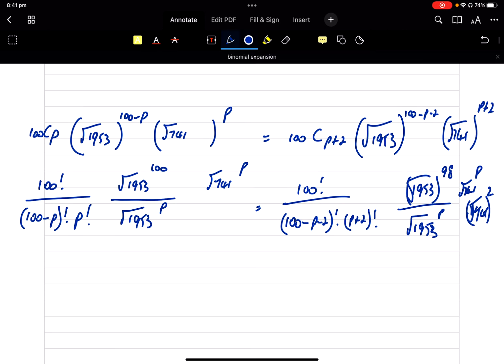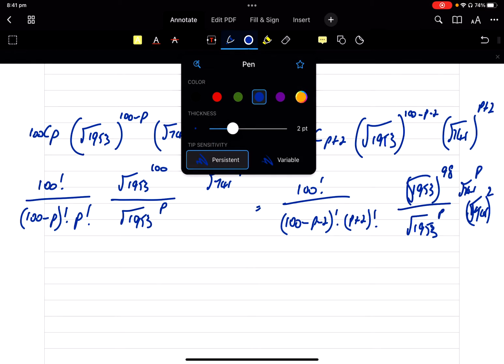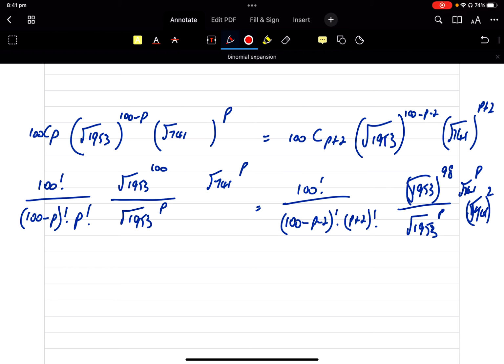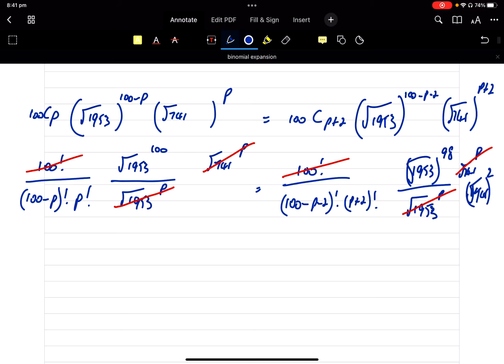Okay. I don't know whether you can see it. I'm going to do it in red. We've got a 100 factorial on both sides, so they're going to cancel out. I've got a root 1953 to the p on both sides. They're both on the underneath. And we've got a root 741 to the p. They just cancel out. Super duper. That's about it for this at this point, but that tidies it up just a little bit.